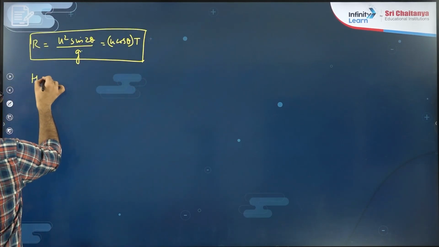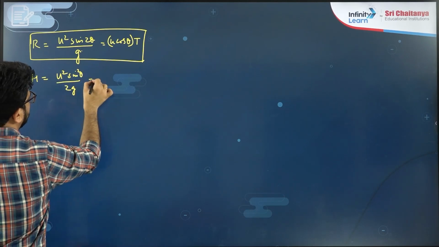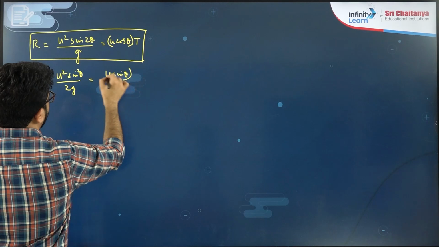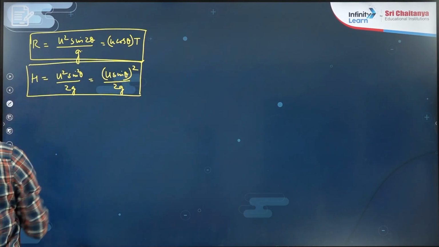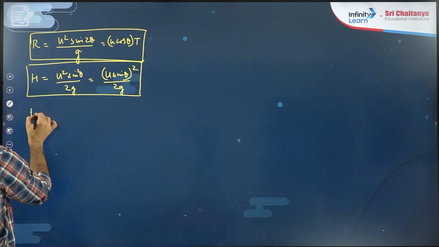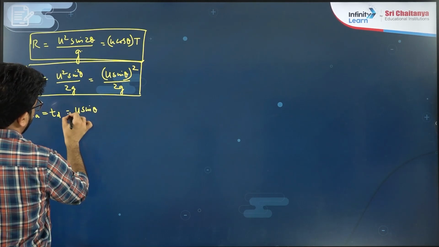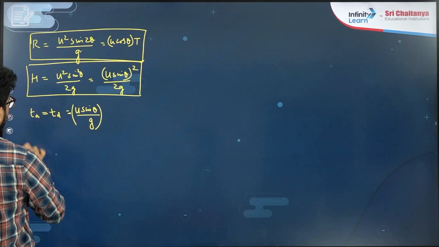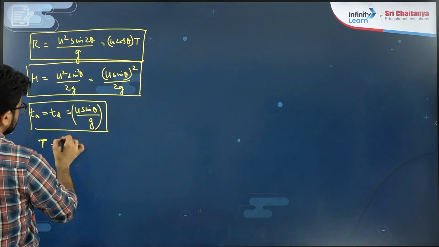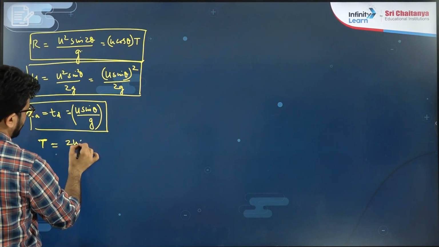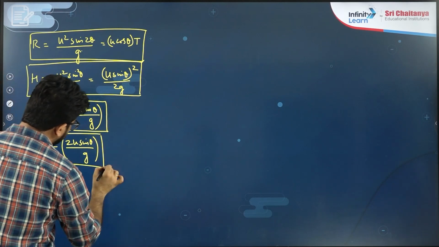Now second is the maximum height, that is equal to u square into sine square theta divided by 2g, or sometimes we can say u sine theta whole square divided by 2g. It is also the maximum height formula. If we talk about the time of ascent, time of descent, that is equal to u sine theta divided by g. It's a very basic equation, we can write it. And similarly, time of flight is equal to 2u sine theta by g. It's a basic question.